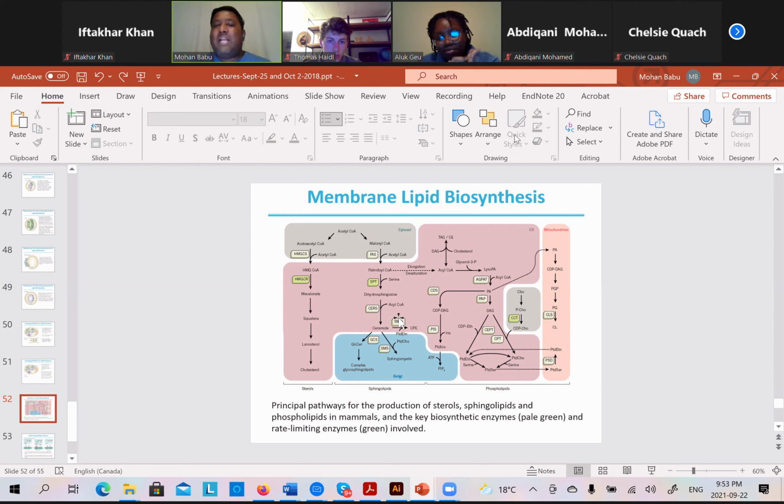We don't have to go into all those details, but the general take-home message here is that phospholipids are not synthesized just by themselves in one specific organelle. It's actually an exchange between different organelles, because it's a sequential process involving different pathways. That's why I keep telling you there's always an exchange happening between two different organelles.